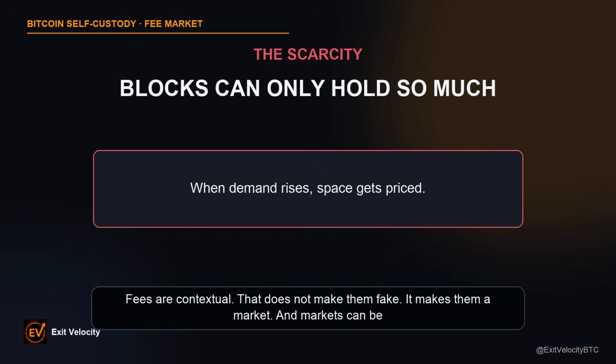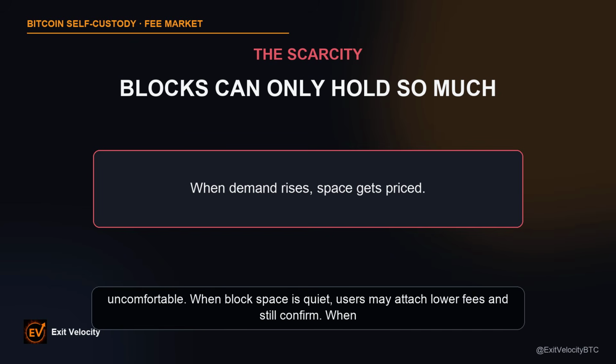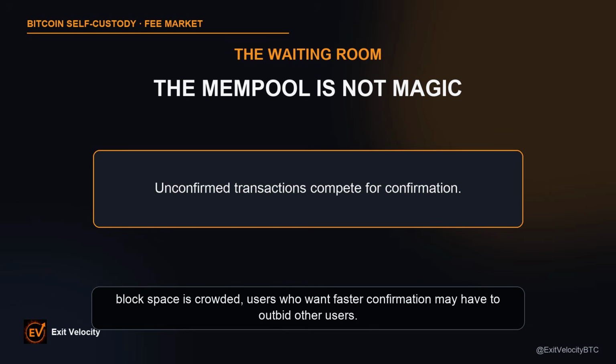High compared with what? High for a coffee payment? High for moving life savings? High for a transaction with too many inputs? High because blocks are full right now? High because the wallet overestimated? High because the user chose speed over patience? Fees are contextual. That does not make them fake. It makes them a market. And markets can be uncomfortable.